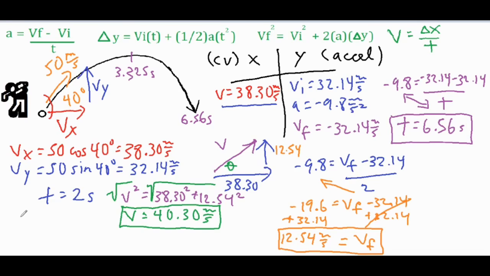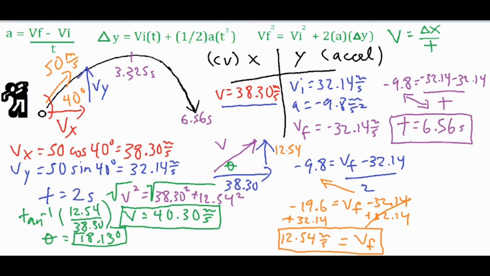So what we can do is take the inverse tangent, and tangent is opposite over adjacent. So the opposite side of our triangle is 12.54, and then the adjacent part is 38.30. And then we get an angle theta of 18.13 degrees. Okay, which did hold up with our idea of our angle getting smaller as it's rising towards the top.